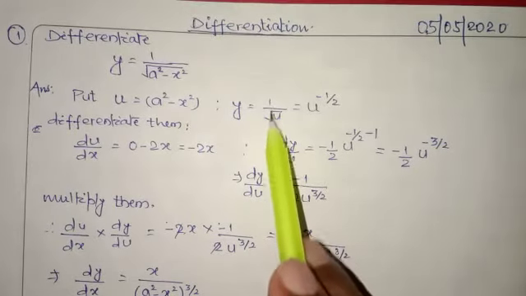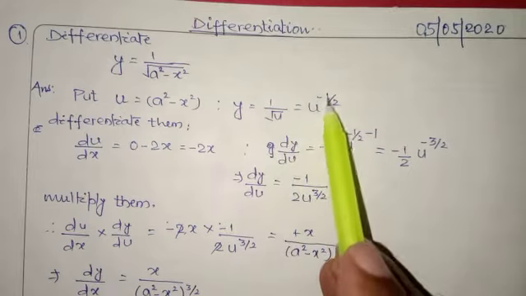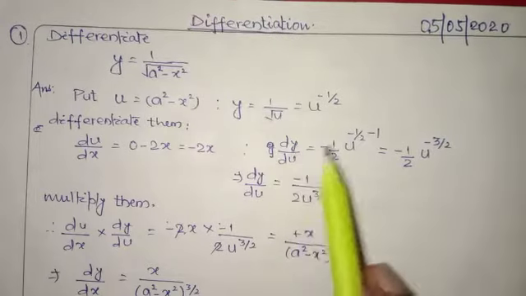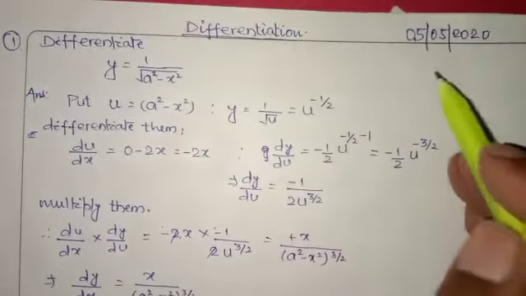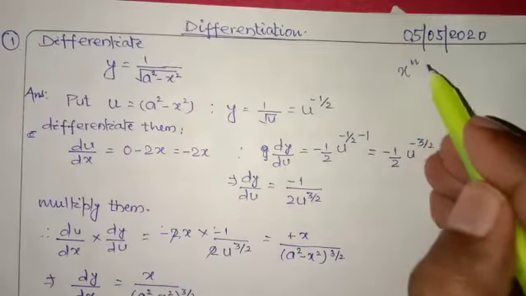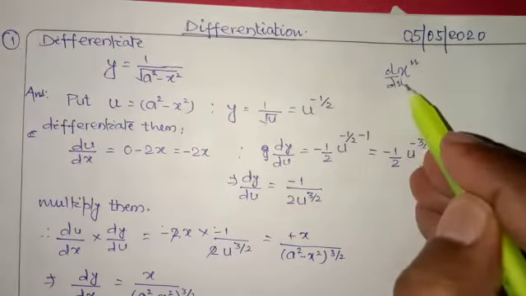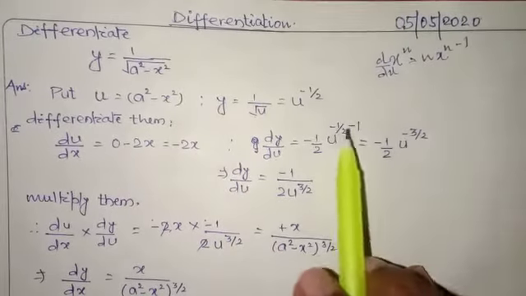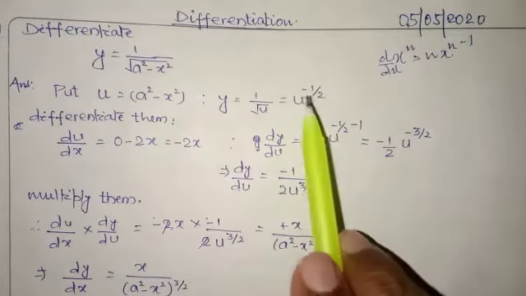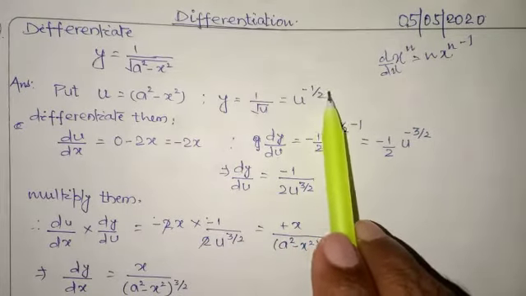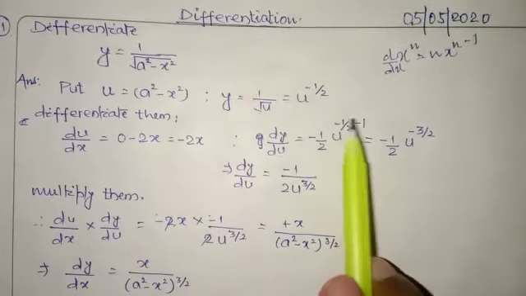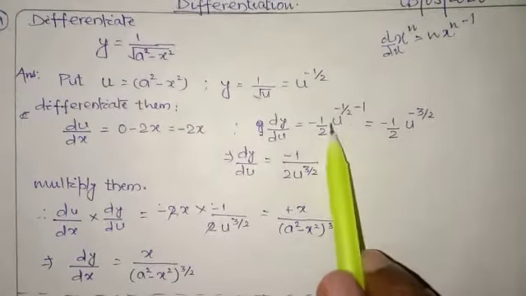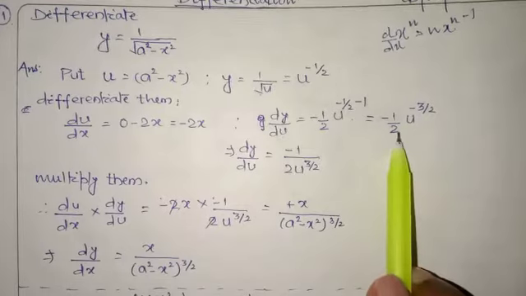Similarly, 1 upon root u means u to the power minus 1 by 2, and when differentiating it with respect to u, it should be according to the formula of x to the power n. Differentiation of x to the power n is n into x to the power n minus 1. So according to this formula, it should be minus 1 by 2 u to the power minus 1 by 2 minus 1. Minus 1 by 2 minus 1 means minus 3 by 2. So dy by du is equal to minus 1 by 2 u to the power minus 3 by 2.